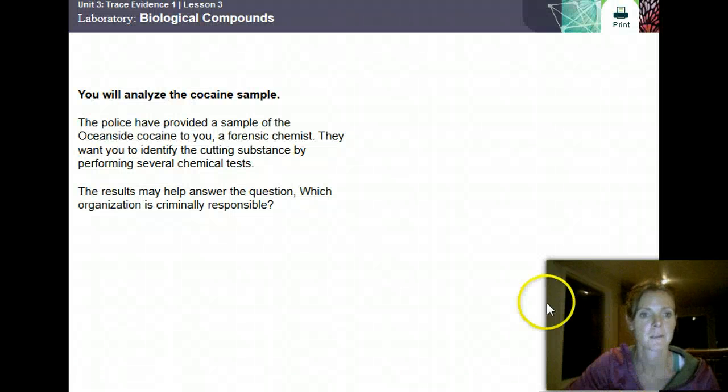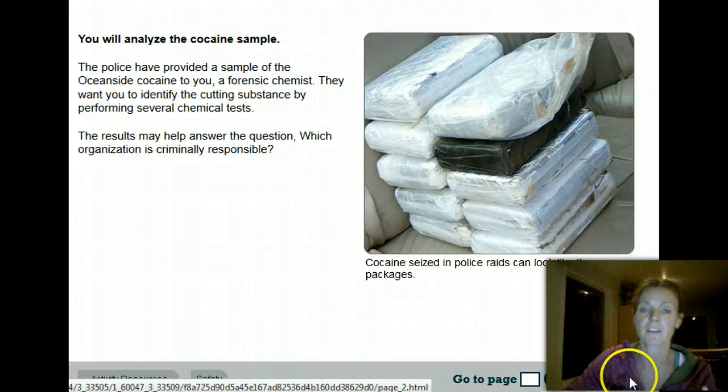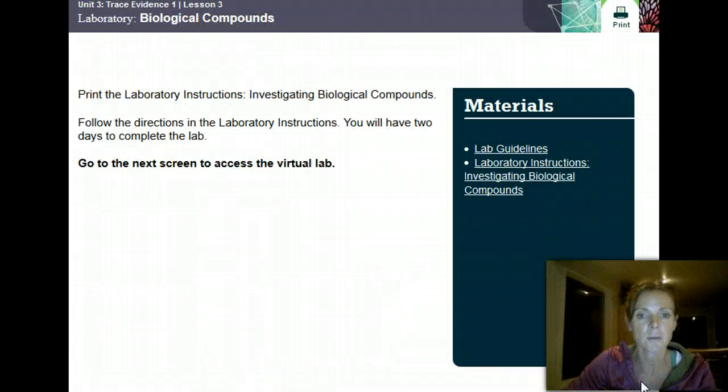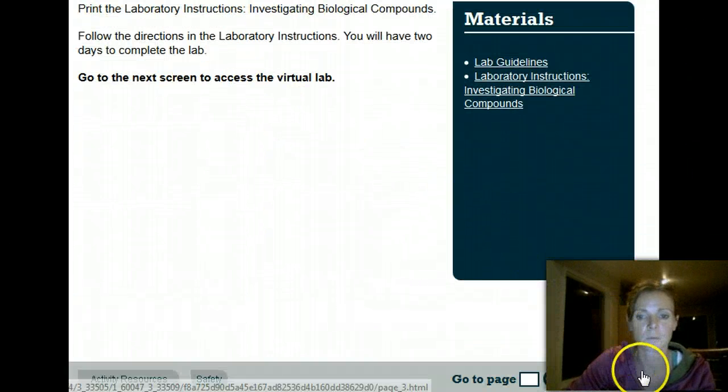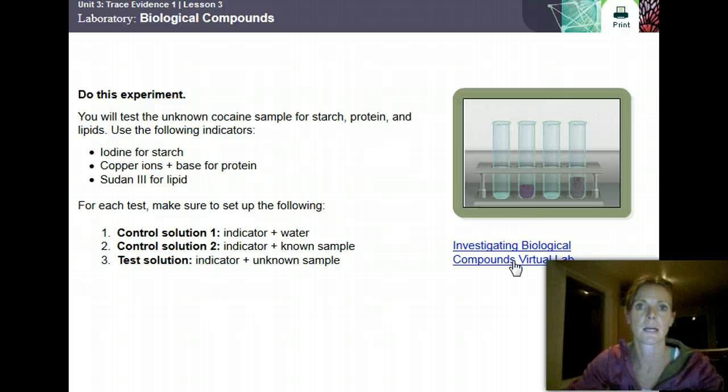Okay, so now it's time to analyze the cocaine sample, because obviously they took a sample from that. Let's go and enter the virtual lab. If you go on to page 14 of this lab, you'll notice that right here, this link will take you to the virtual lab, and we will do that together.